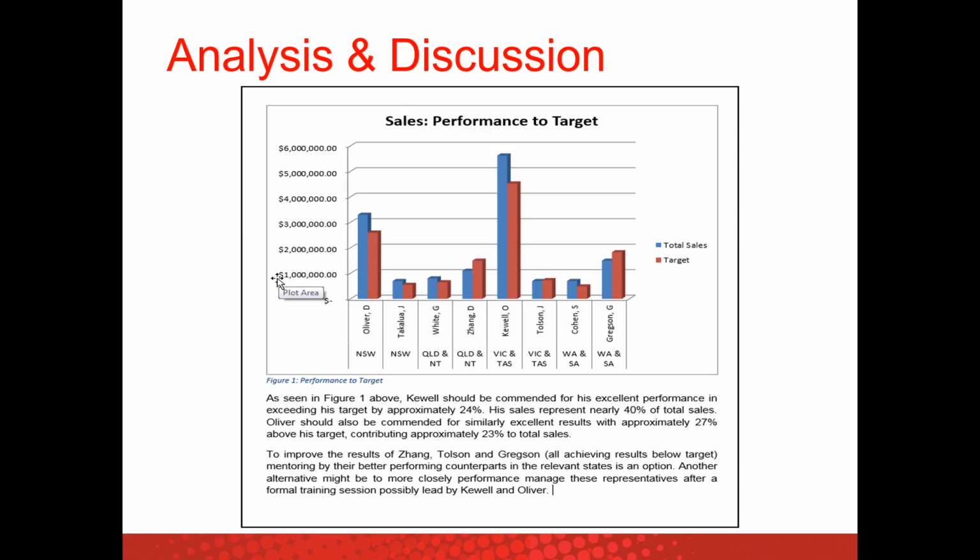Okay. Now another point here. If we read here, as seen in figure 1, blah blah blah, right? Approximately 24%. Presently 40% total sales. 27%. Approximately 23%. It does not make any sense at all unless you attach one of these percentages or all of these percentages to a dollar figure.